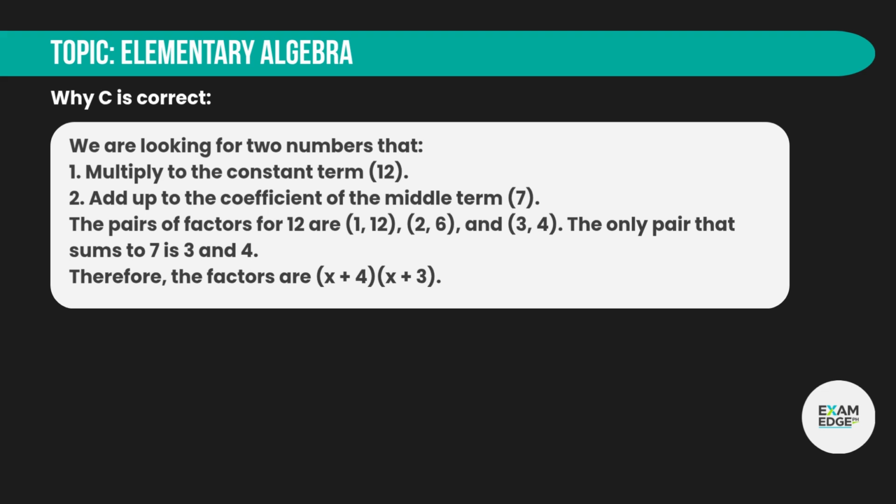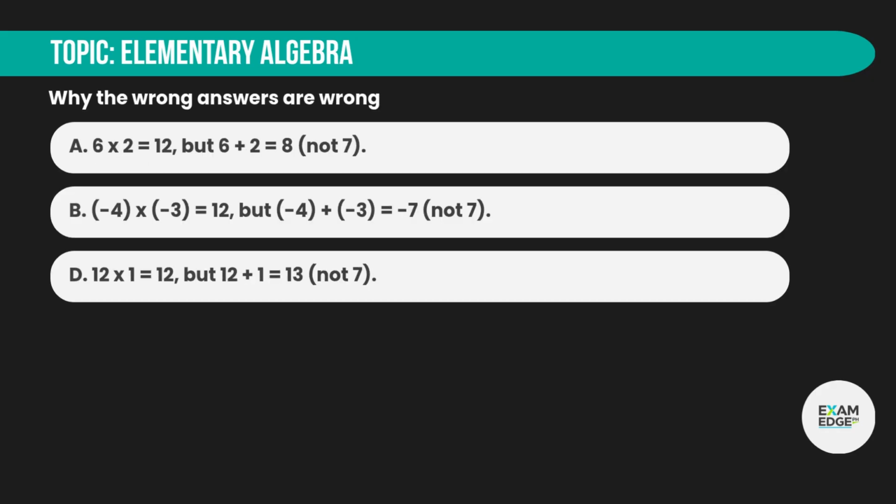The pairs of factors for 12 are 1 and 12, 2 and 6, and 3 and 4. The only pair that sums to 7 is 3 and 4. Therefore, the factors are (x + 4)(x + 3). Why the wrong answers are wrong?